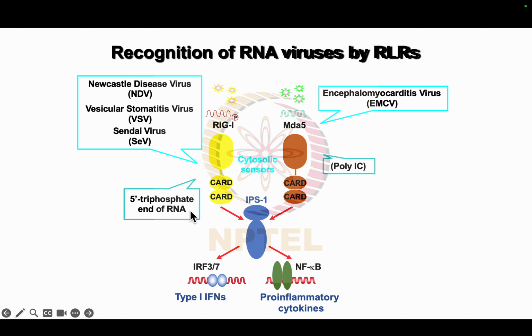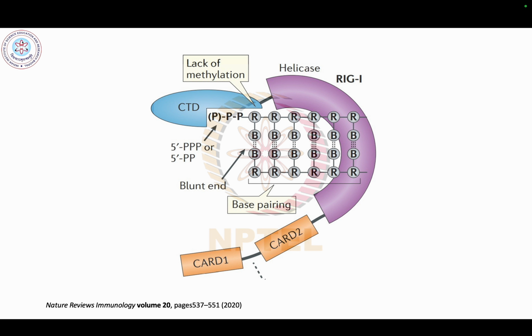So these sensors recognize different kinds of ligands, for example the 5-triphosphate end of RNA, and then they activate IPS1, and from that different signaling such as IRF3/7 or NF kappa B gets activated, and type 1 interferons and pro-inflammatory cytokines get produced. So this is the RIG1 domain where you can see the CTD domain, and this is the helicase, and CARD1 and CARD2 domains. Base pairing is there, you can see. So it's binding to the RNA where there is a triphosphate. So this is where CTD is binding, okay.